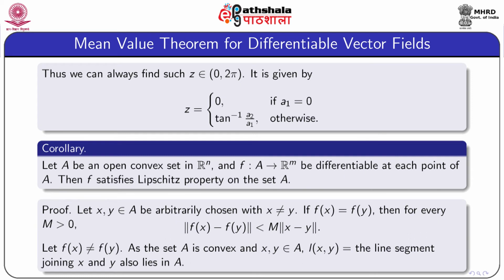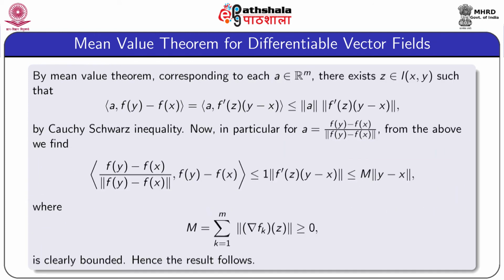Let x, y be arbitrarily chosen from the set A, but they must be distinct. If f x equals f y, then for every positive capital M, we can express norm of f x minus f y less than capital M times norm of x minus y. So, we assume f x differs from f y. As the set A is convex and x, y are in A, the line segment joining x and y, which we denote by Lxy, also lies in A.